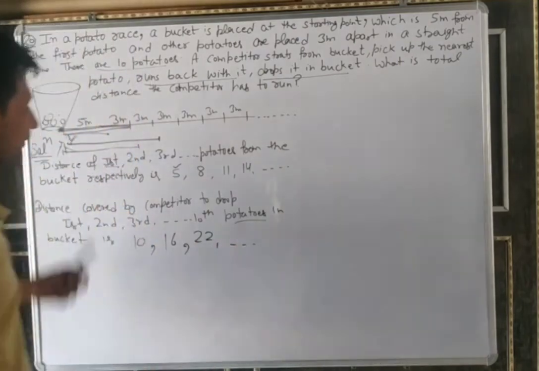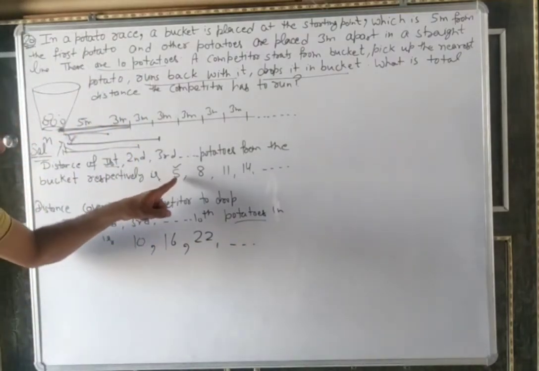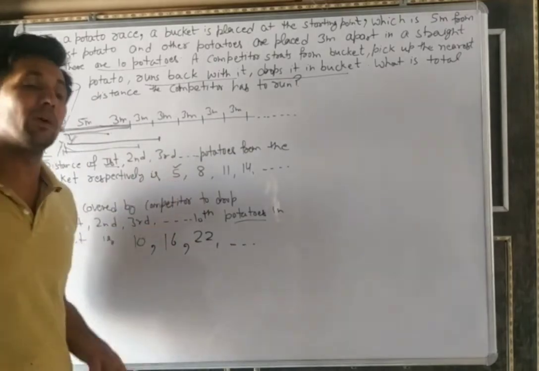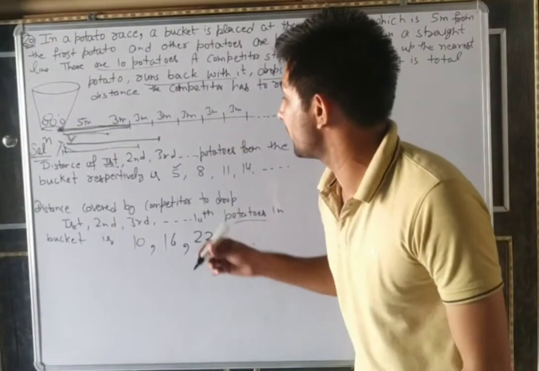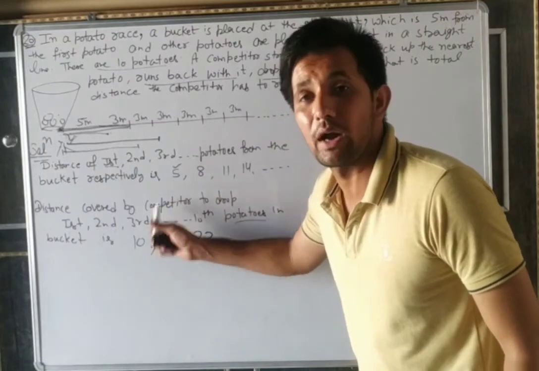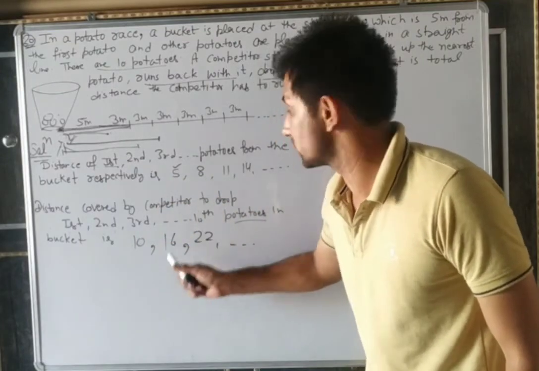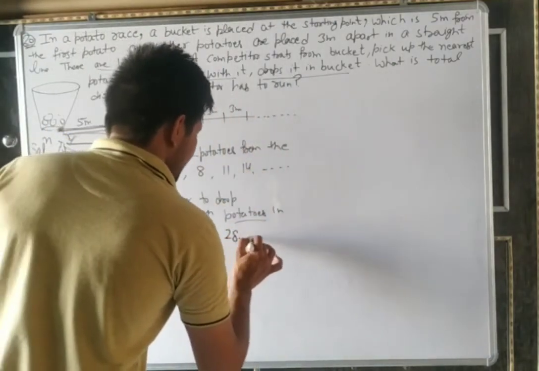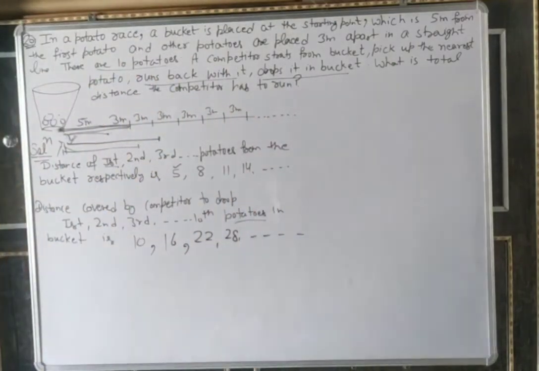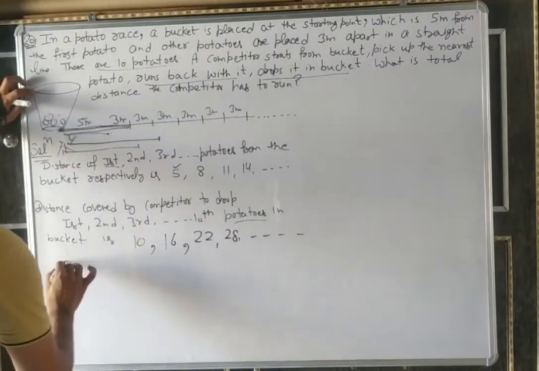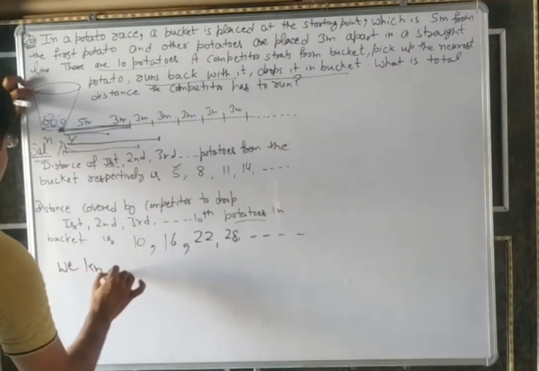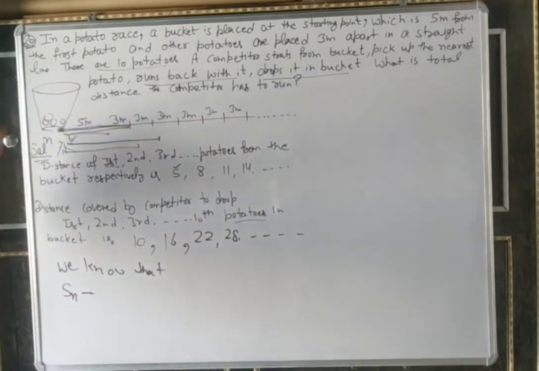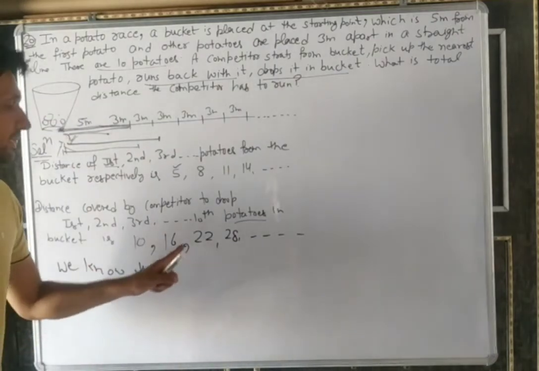Understand? So we observe that the distance between the first potato and the bucket is 5. Then how much distance is covered by the competitor? Double of it. 5 into 2 is 10, 8 into 2 is 16, 11 into 2 is 22. Next is 28, and so on up to the 10th potato. So we will write one formula. We know that Sn, the total distance, means 10 plus 16 plus 22.